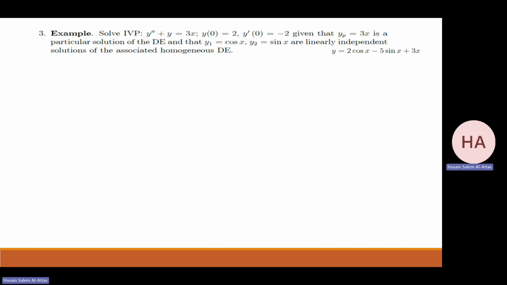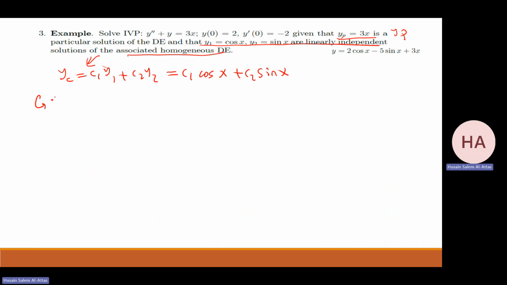Solve this initial value problem. Given, it's the same. This is yp, and y1, y2 are linearly independent from the associated homogeneous equation. I'm getting yc, which would be c1 y1 plus c2 y2, which is c1 cosine x plus c2 sine x.